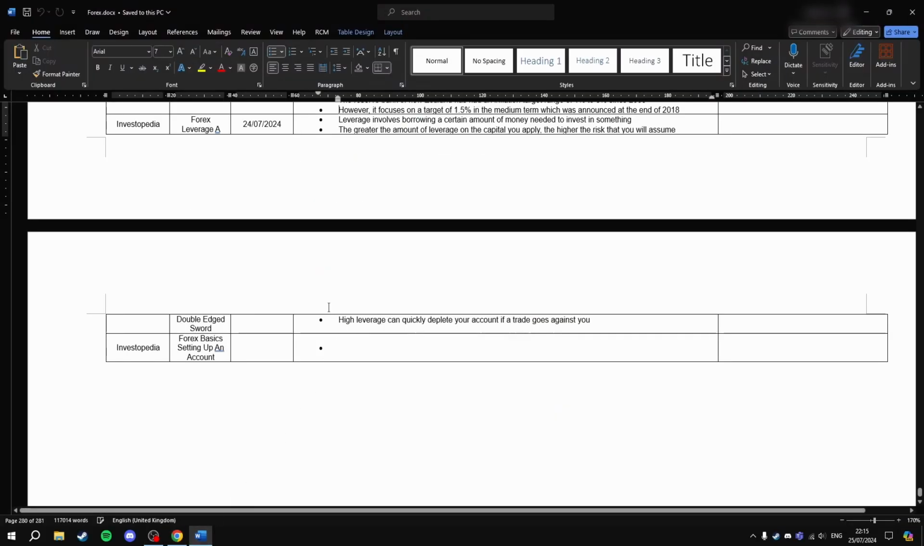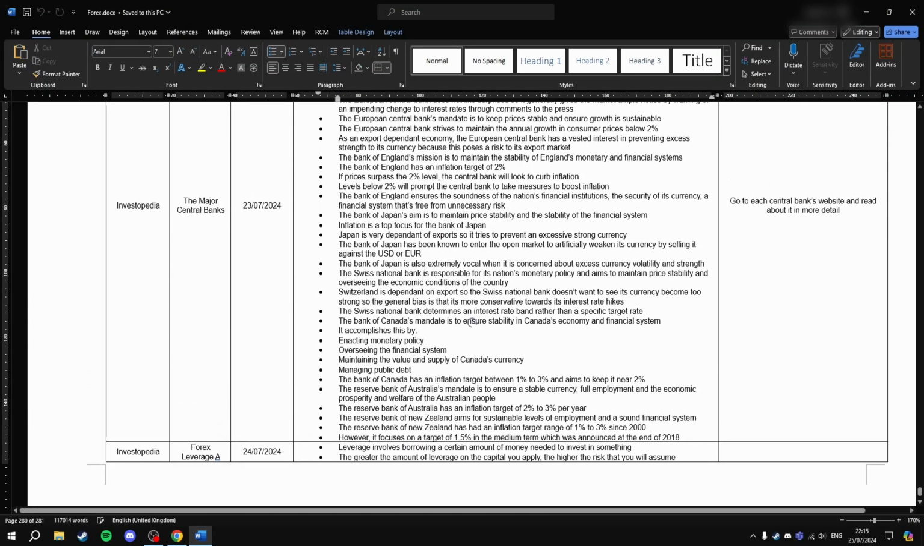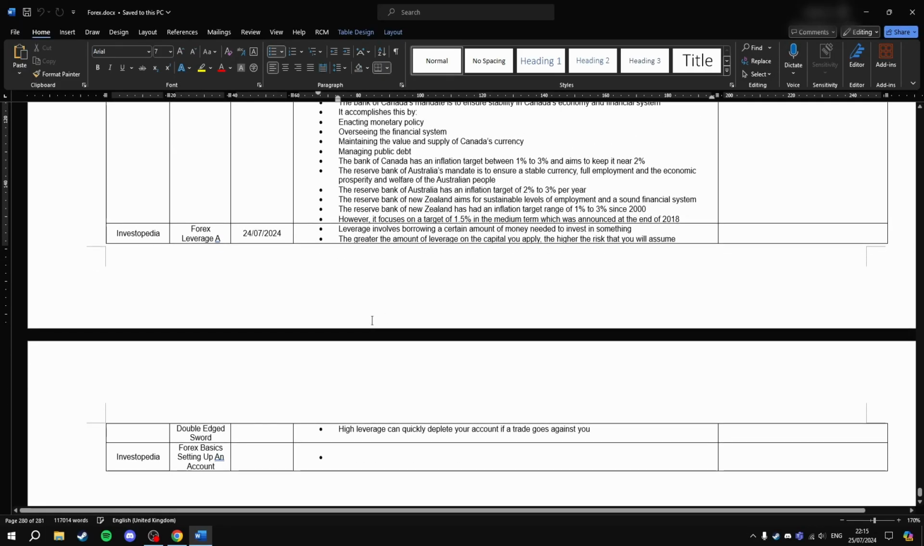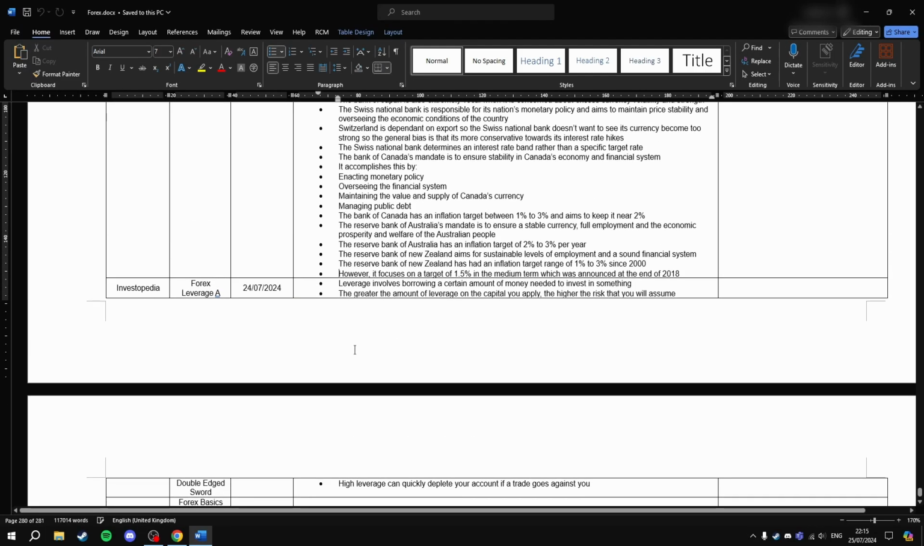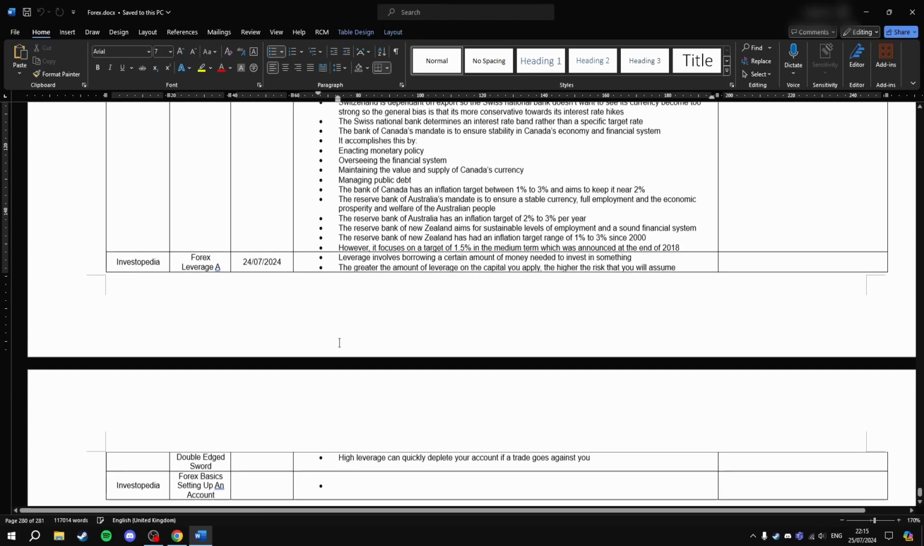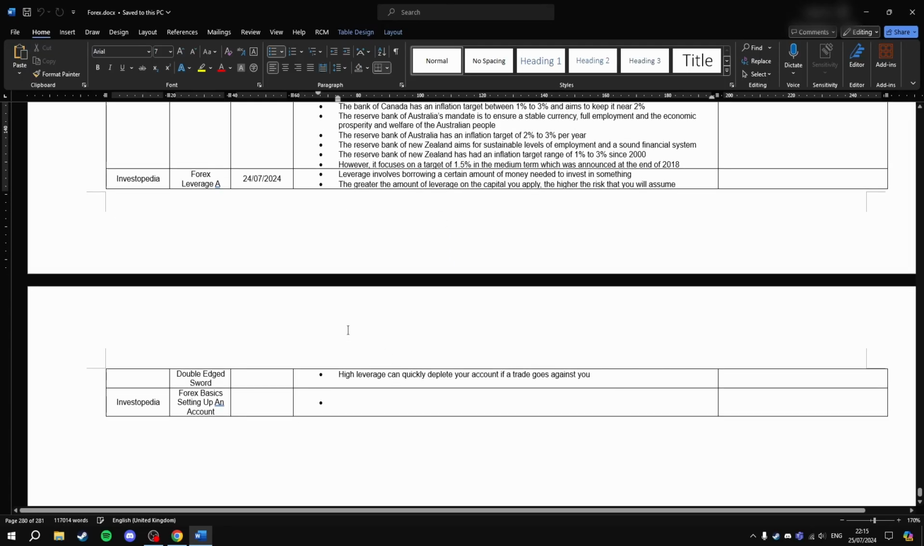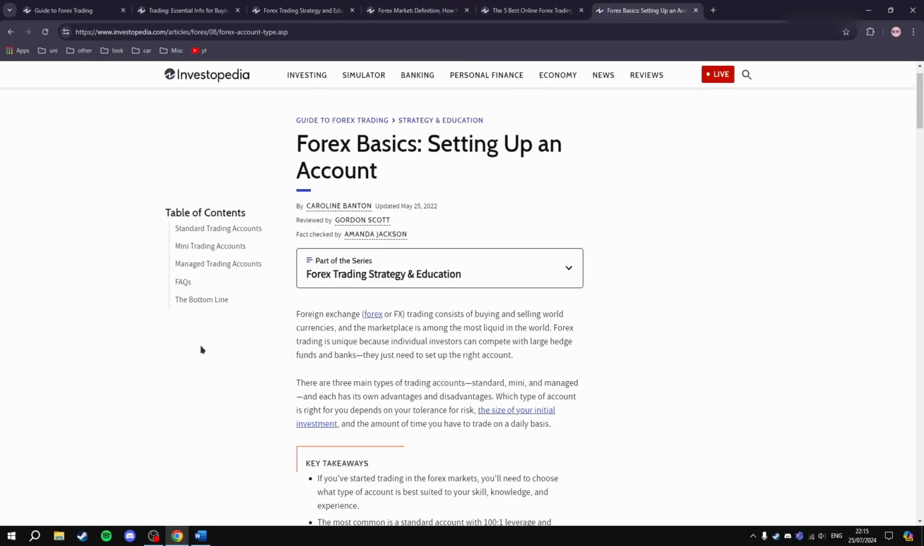So in the last episode we went through Forex leverage, a double-edged sword. Leverage involves borrowing a certain amount of money needed to invest in something. The greater the amount of leverage of the capital you apply, the higher the risk that you'll assume. High leverage can quickly deplete your account if a trade goes against you. Now we're on to Forex basics: setting up an account. So let's get started then.